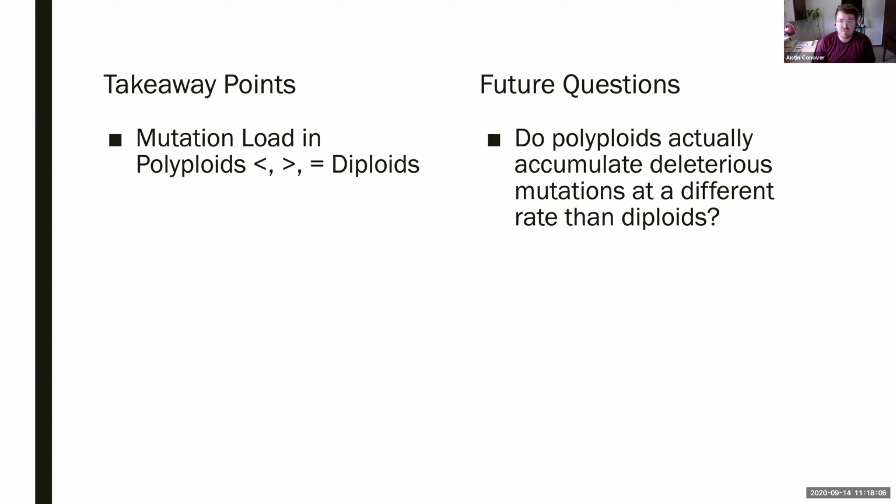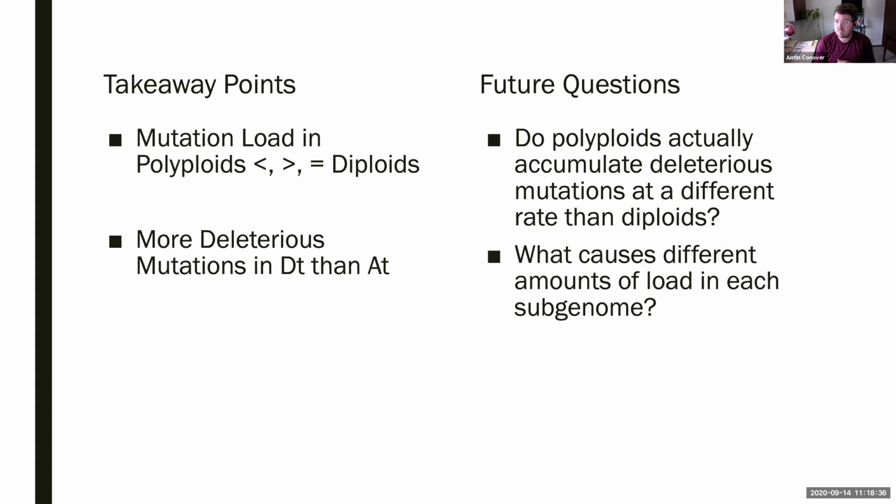But this leads to the question, do polyploids actually accumulate deleterious mutations at a different rate than diploids? And if they do, what does that rate look like? Is it only for recessive deleterious mutations, or is it for incompletely dominant, or partially dominant, or completely dominant, or overdominant? It's just not resolved, and it's a really difficult question to get at without a really large mapping population and a really big sequencing database.